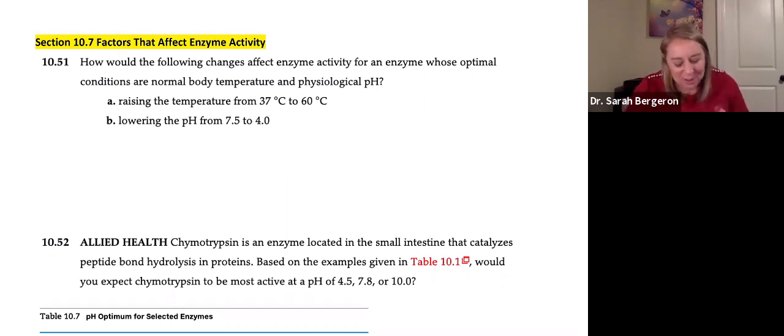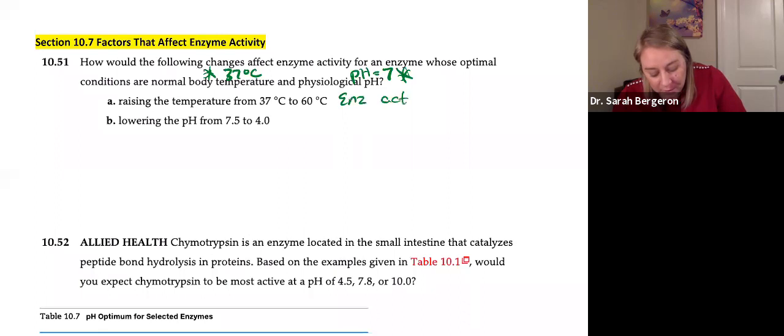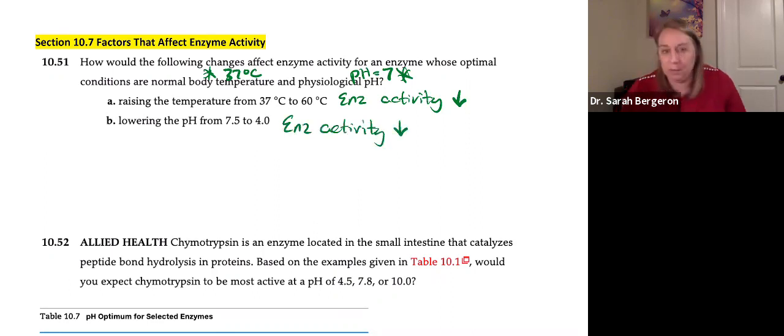How would the following changes affect enzyme activity for an enzyme whose optimal conditions are normal body temperature, that's 37 degrees Celsius, and physiological pH, so that's pH equal to 7? You need to know that. Raising the temperature from 37 to 60 degrees Celsius. So what would happen to our enzyme activity? Up, down, or unchanged? Enzyme activity would go down because you're denaturing it. What if I lower the pH from 7.5 to 4? Wow, that's a huge change. Our enzyme activity would again go down.